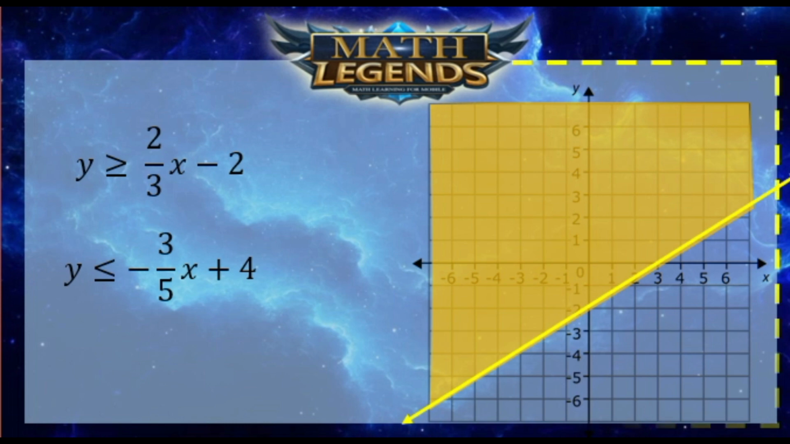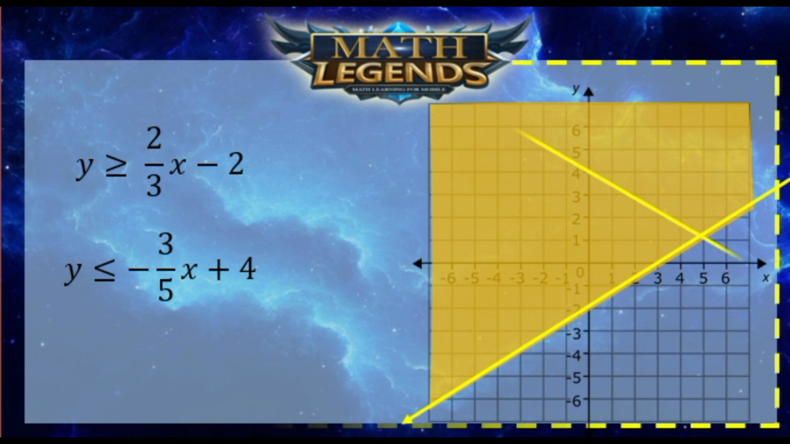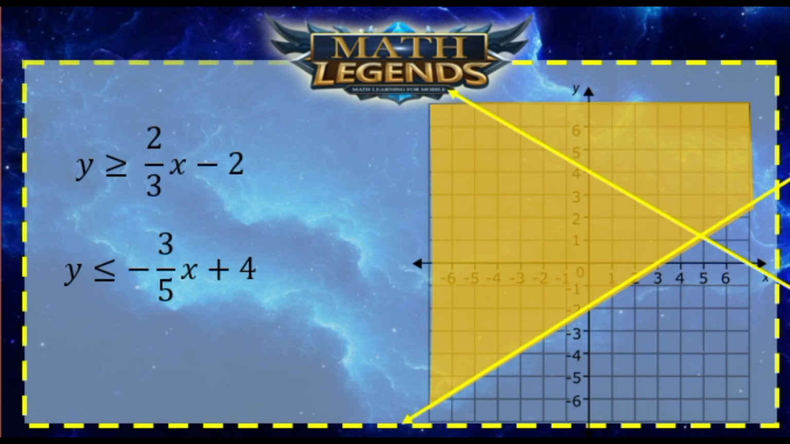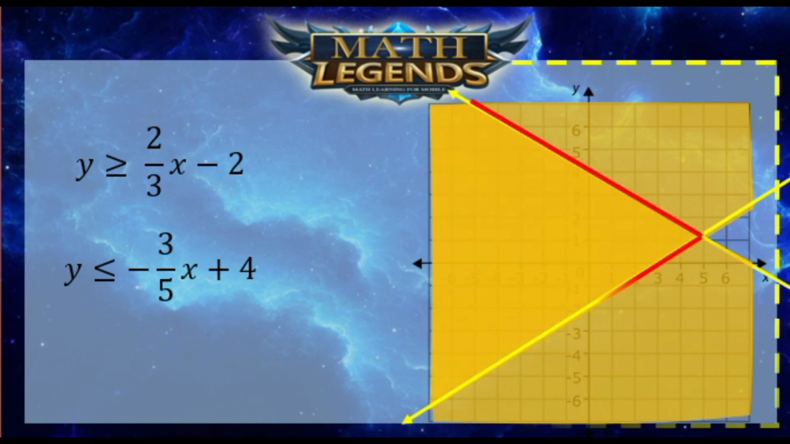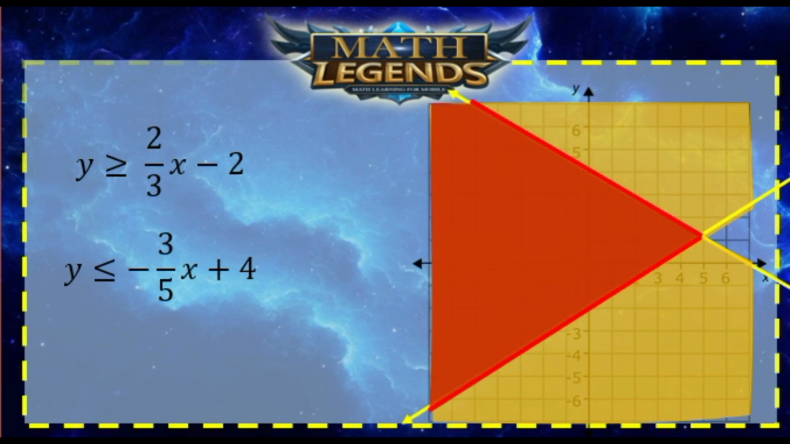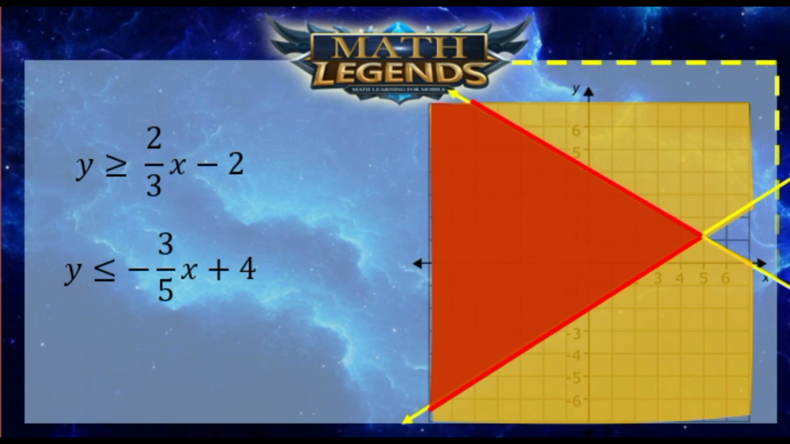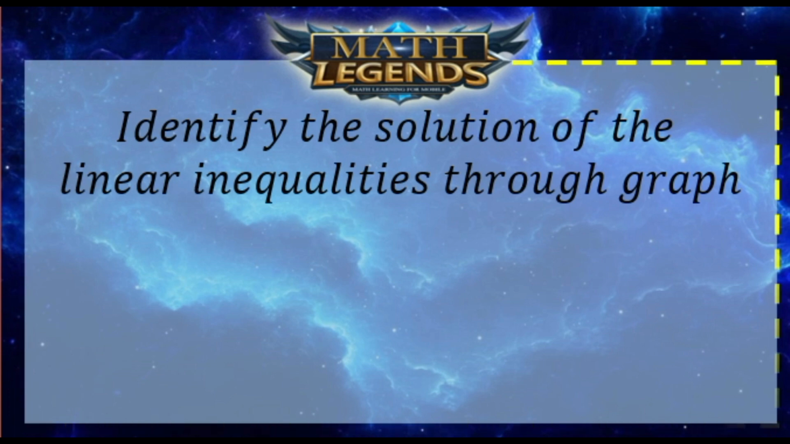For the second equation, we have here less than or equal to, and in here we're going to use a solid line. Then after that, we're going to include those points that are below the line. So in here, all the points that are shared by these two inequalities are the solution for both linear inequalities. And now let us try to identify the solution of the linear inequalities through a given graph.